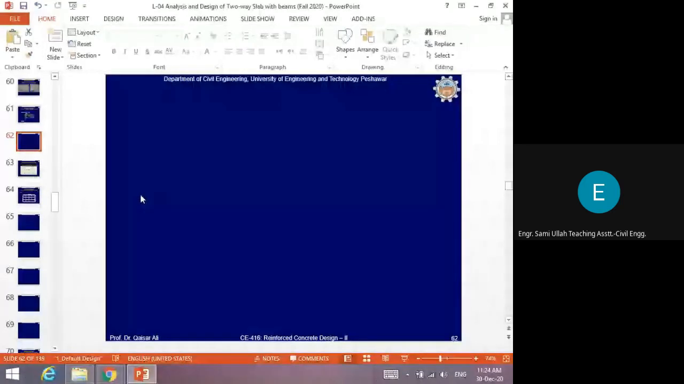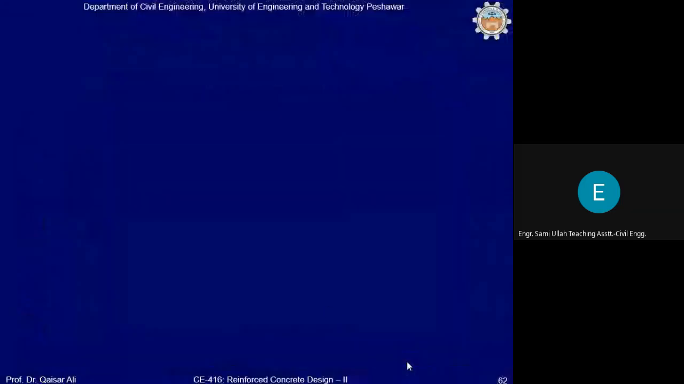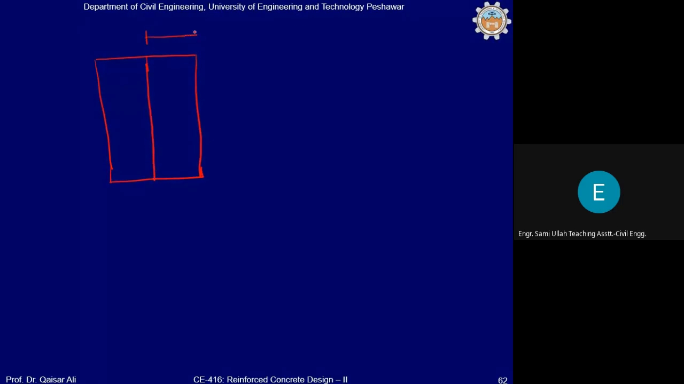Now, since you are familiar with the load transfer mechanism of a one-way slab system, for example, if there is a one-way slab system consisting of two panels like this, this is the shorter side, which is represented by LA. Okay.